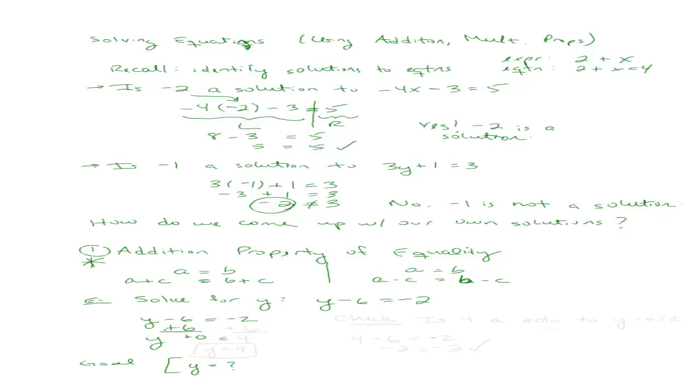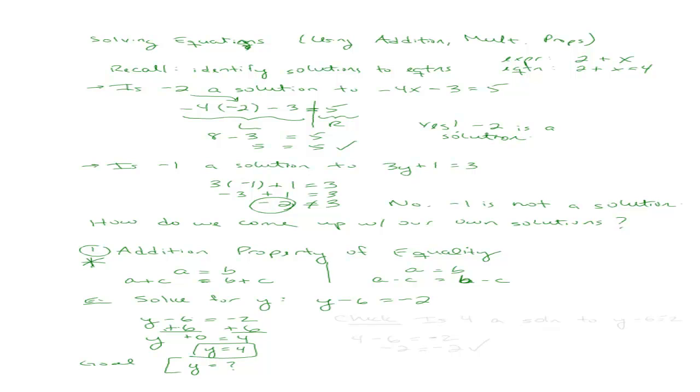But because this is an equation, and the addition property of equality tells me that both sides are equal only if I add the same thing to both sides, I also have to add a 6 to the right side of the equal sign. So I'm left with y plus 0 equals negative 2 plus 6. And negative 2 plus 6 is positive 4. So I end up with y equals positive 4.